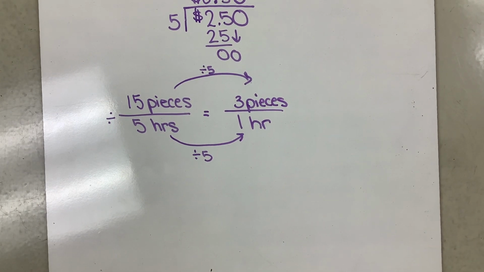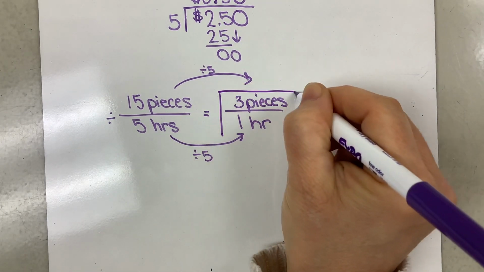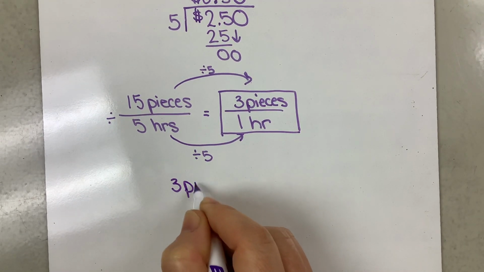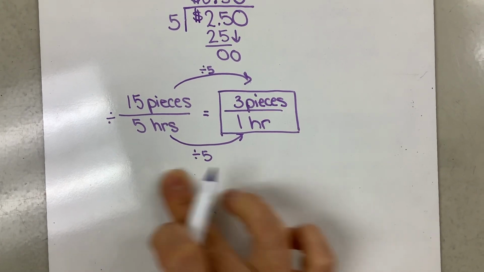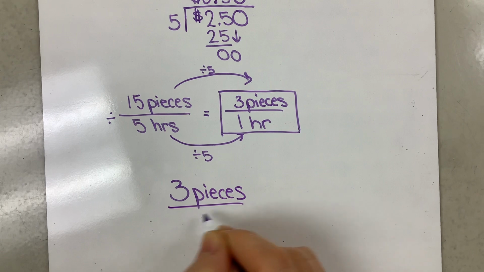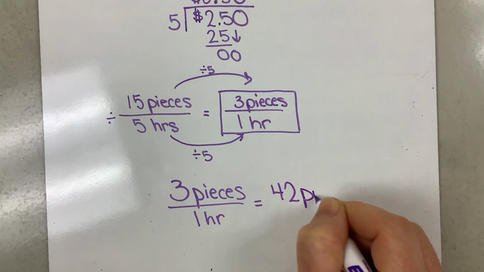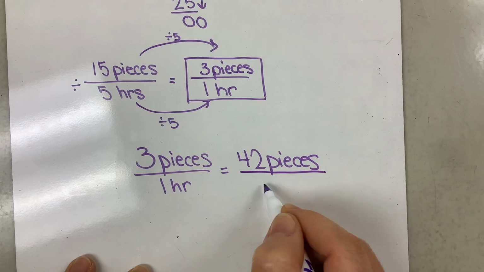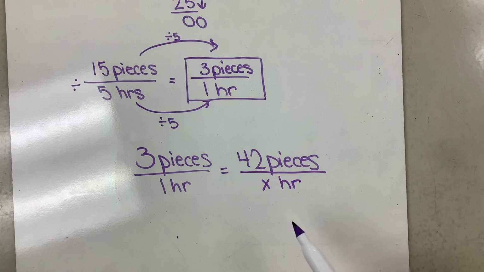Then it asks us how long will it take to make 42 centerpieces. So what I'm going to do is take this piece of information, which is my unit rate, and set it up. So 3 pieces in 1 hour, and I want to make 42 pieces. I have to be very careful that I keep the pieces in the same spot, so they're both going to be in my numerator. And in my denominator, I'm going to solve for the hours that it's going to take me.